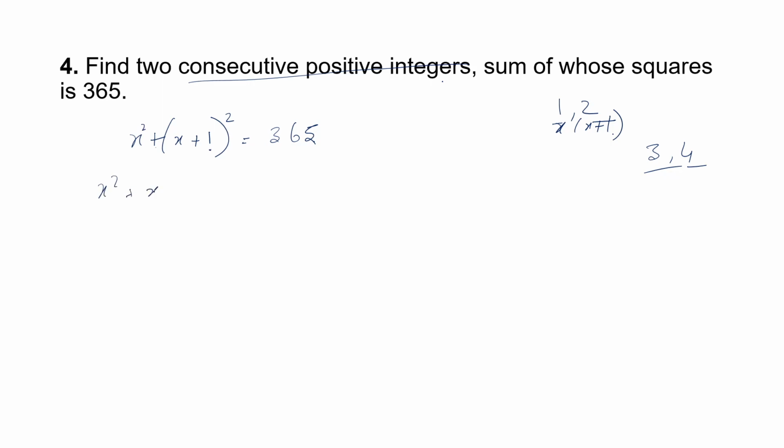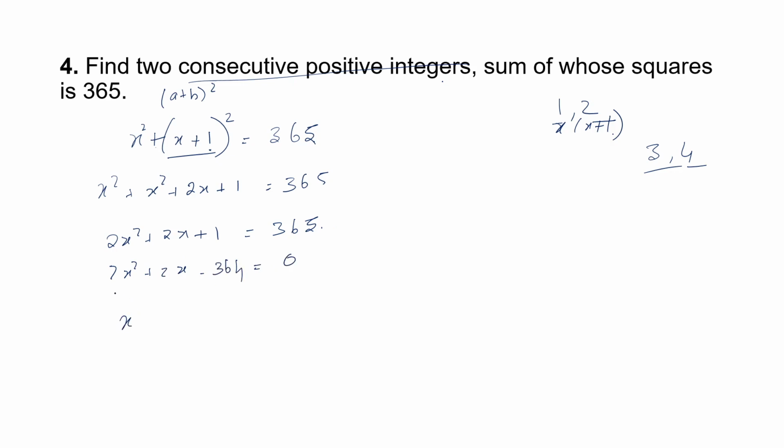Two positive consecutive numbers and the sum of the squares is 365. So we will arrive at the a plus b whole square formula. Here a square plus 2ab plus b square equal to 365. 2x square plus 2x plus 1 equal to 365. So 2x square plus 2x, bring this 365, it will become 364 equal to 0. We can cancel 2 here: x square plus x minus 182 equal to 0.